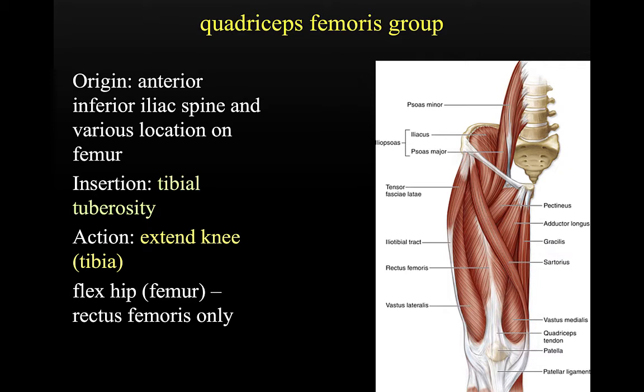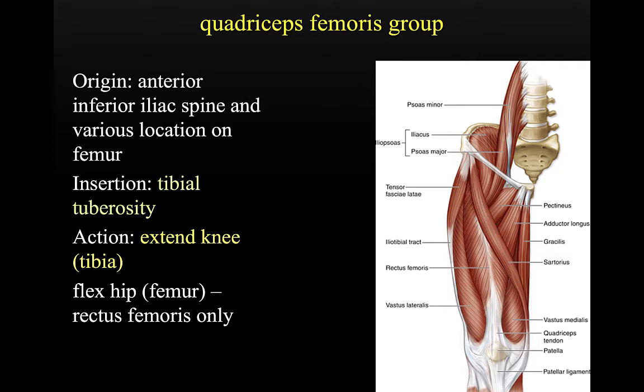Now, one of these, which is going to be the rectus femoris, and we can see that right here in the middle, is also going to flex the hip. So it assists the iliopsoas and the sartorius in hip flexion, and it does that because this is the one that originates on the anterior inferior iliac spine, meaning it crosses the hip joint and the knee joint.